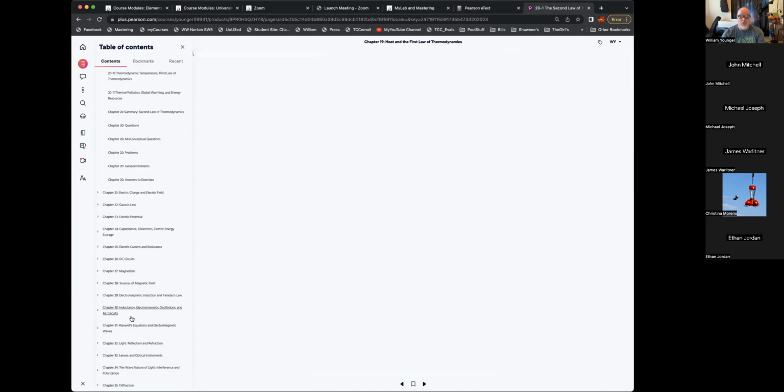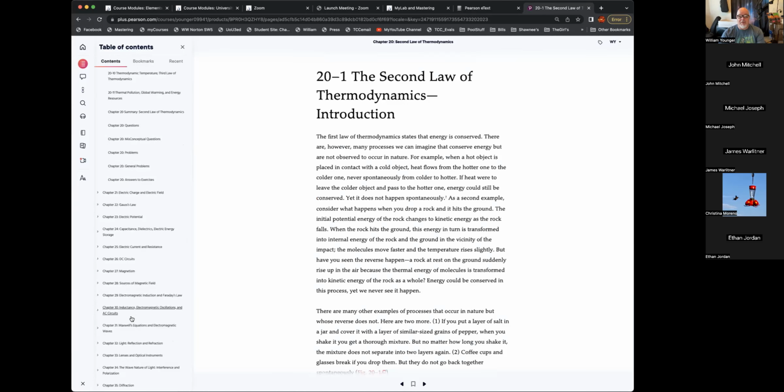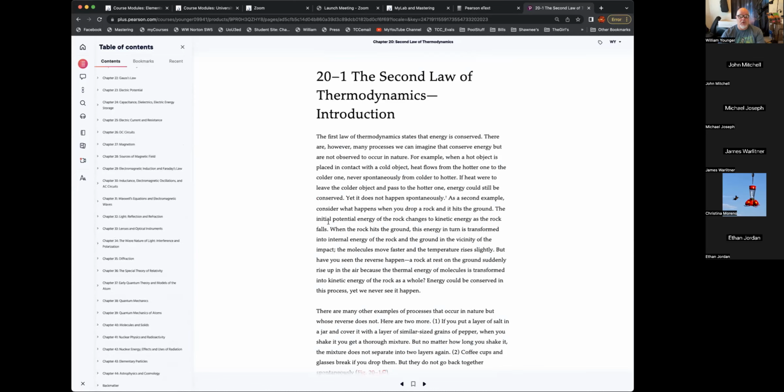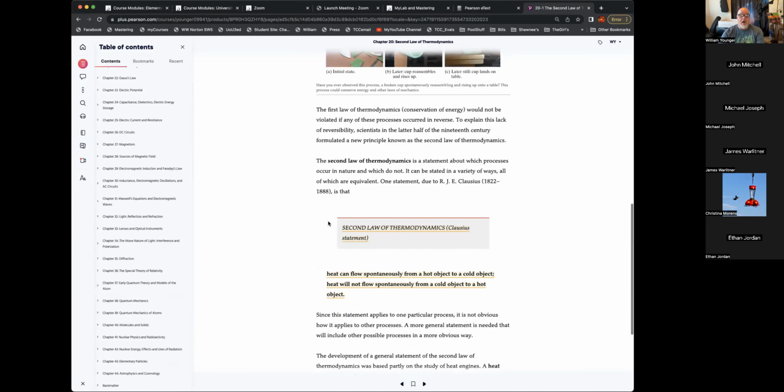So first off, let me show you one version of the second law of thermodynamics. It's the one that I already said to you, which does show up on here where I highlighted it. The second law of thermodynamics, this is the Clausius statement. Heat can flow spontaneously. Remember, spontaneously means it's going to do it all by itself. You don't have to put any energy in or make it do it. So heat can flow spontaneously from a hot object to a cold object. Heat will not flow spontaneously from a cold object to a hot object.